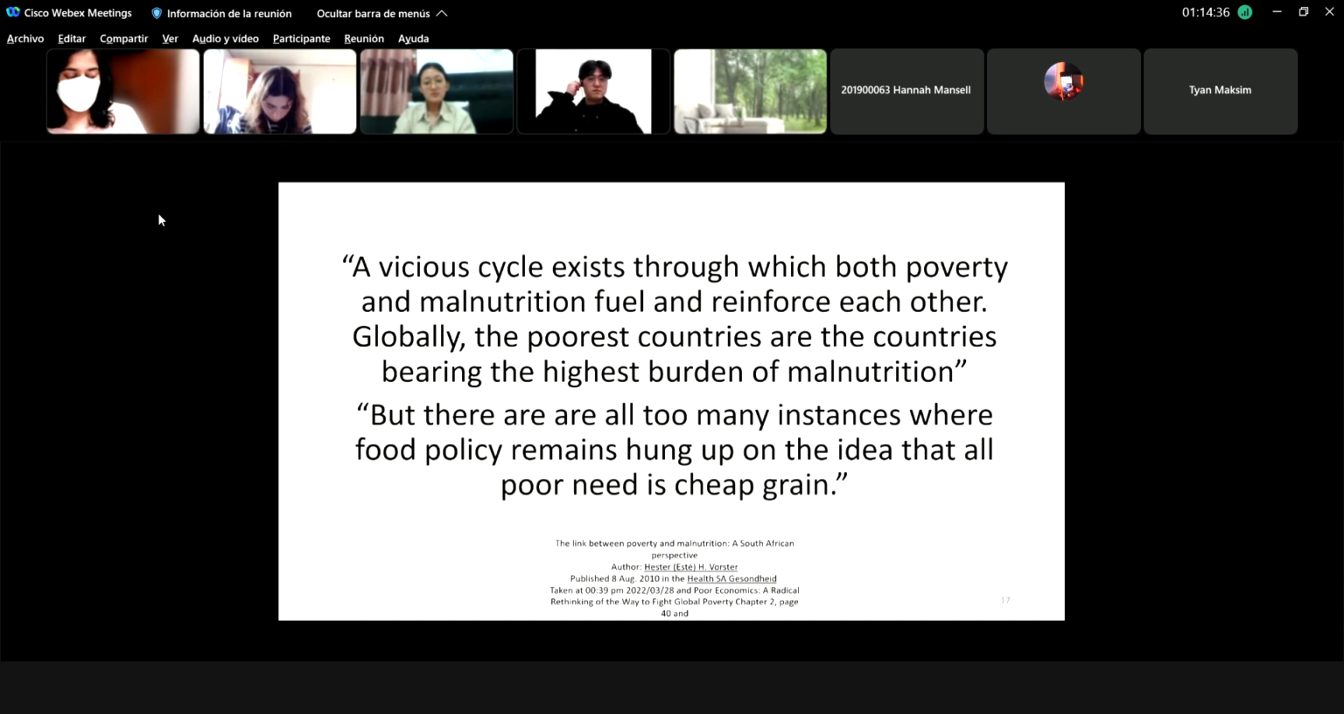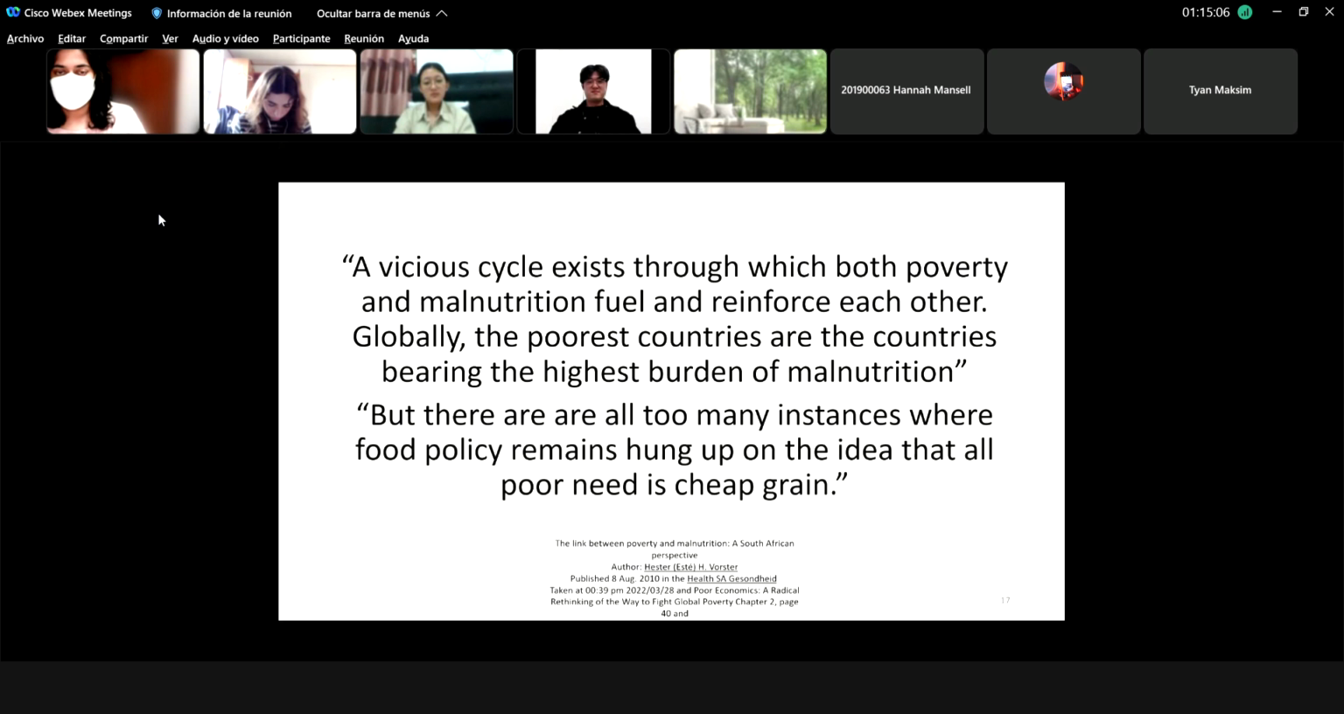And I want to end this presentation with two quotes. The first one is from the research paper in South Africa, and the second one is from the book. A vicious cycle exists through which both poverty and malnutrition fuel and reinforce each other. Globally, the poorest countries are the countries bearing the highest burden of malnutrition. And then the authors of Poor Economics say, but there are all too many instances where food policy remains hung up on the idea that all the poor need is cheap grain.